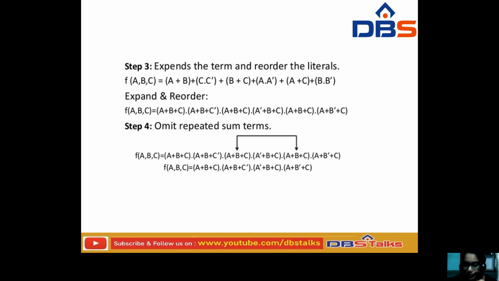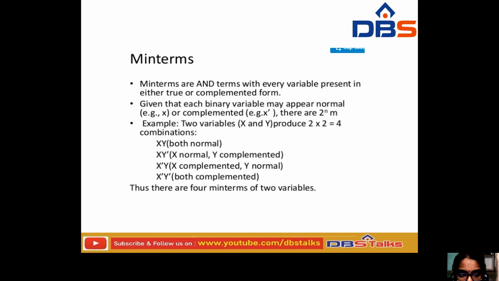And next, what expression will we get? Let us see here. What is the repeated term? Please check once. The repeated terms are A plus B plus C, A plus B plus C dash, A plus B plus C, A dash, A plus B plus C, A plus B plus C. This is the repeated term that we will get here. So simply we are going to omit these two Boolean expressions. After omitting them, that is the final output that we'll get.